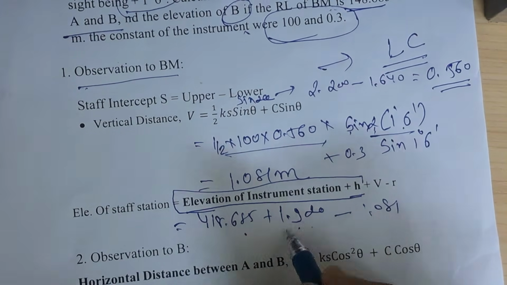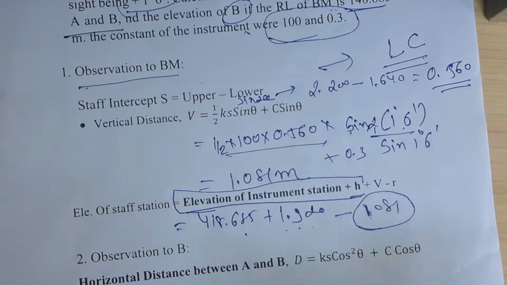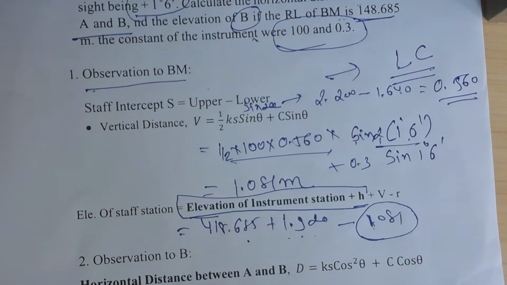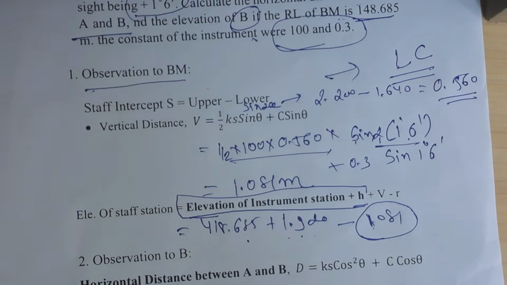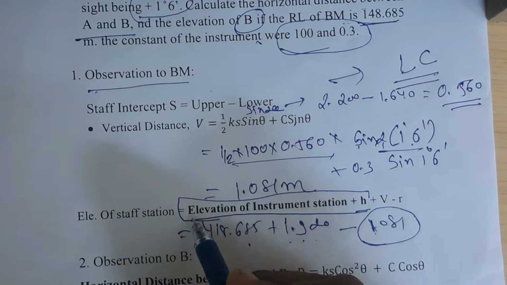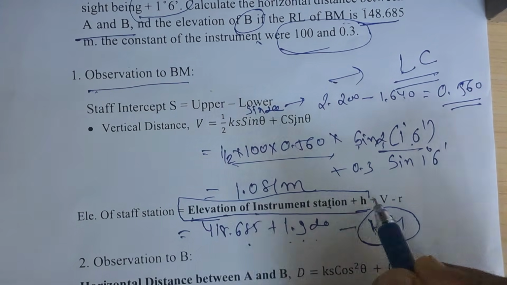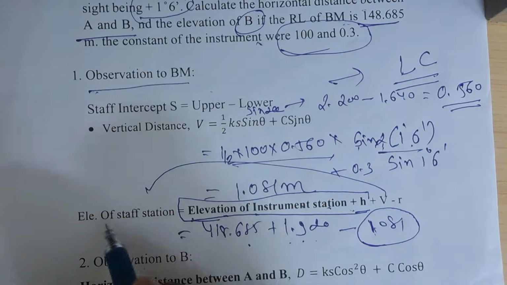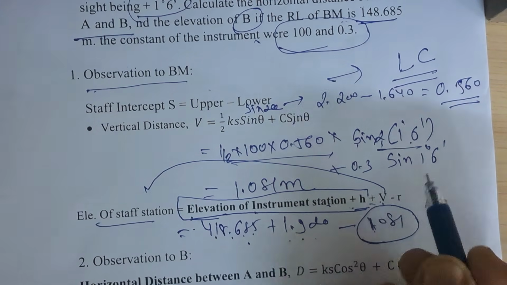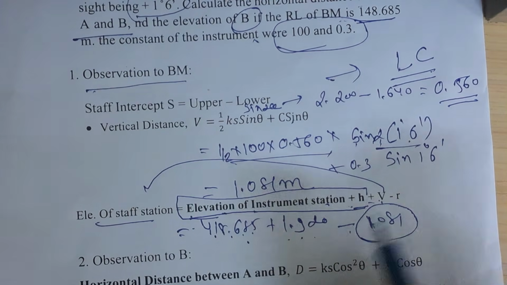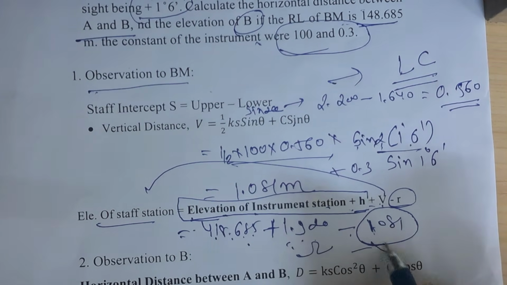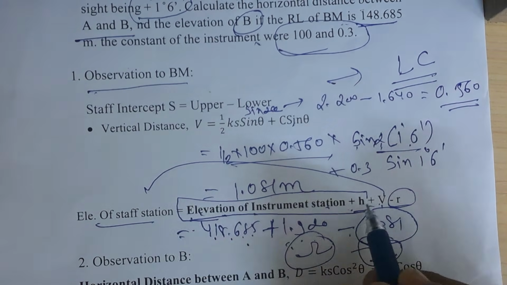Here you can see that we are going to subtract the vertical height. In the above two equations we are going to add the value, but here we deduct the value. We have a positive angle, but still why? Because we are going to calculate this value, elevation of instrument station plus h. So if I just rotate, this will be your 418.685 plus v. So if we transpose it, v will be subtracted and r will be added. So that's why here we are adding the r value and we are going to subtract the v, because we are calculating these two values.